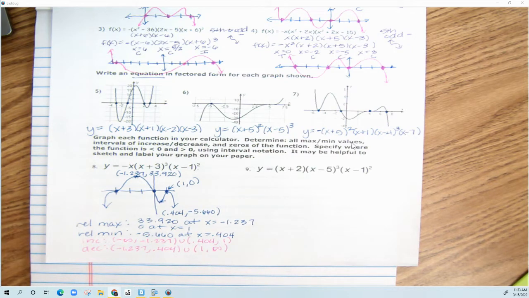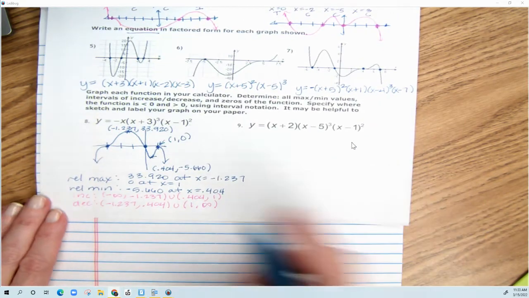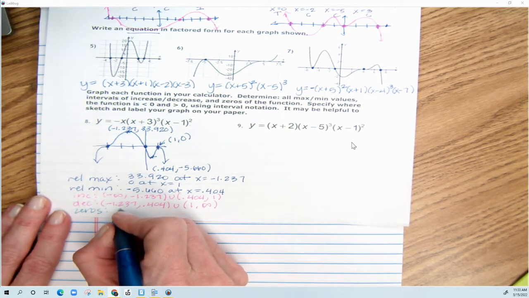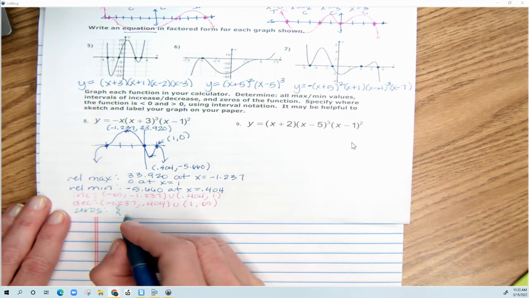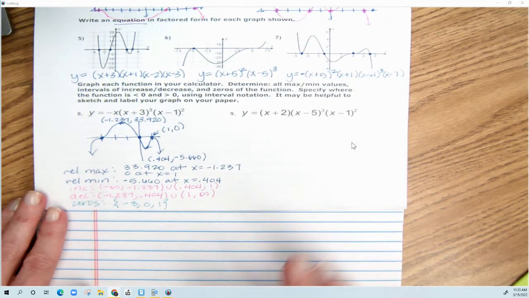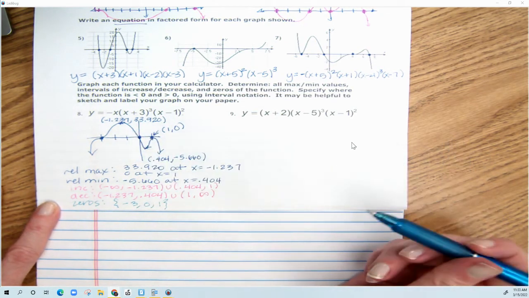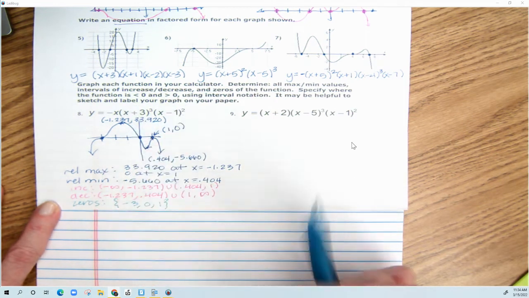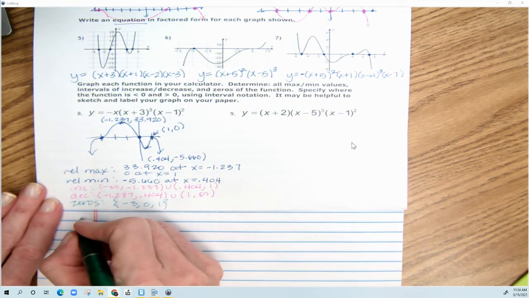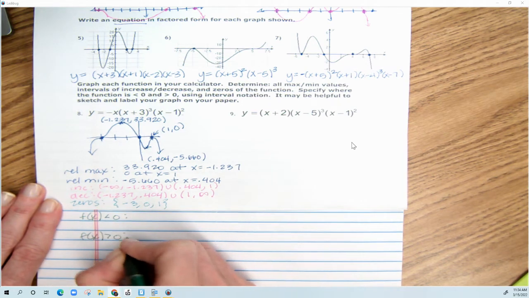All right, so then it also asked for the zeros. I'm running out of room, so I'm going to use my paper here. The zeros you can state as a set: negative 3, 0, and then 1. Max, min, increasing, decreasing is all about the turns. Then the greater than and less than part is using the zeros. So we would have f of x less than 0 and f of x greater than 0.